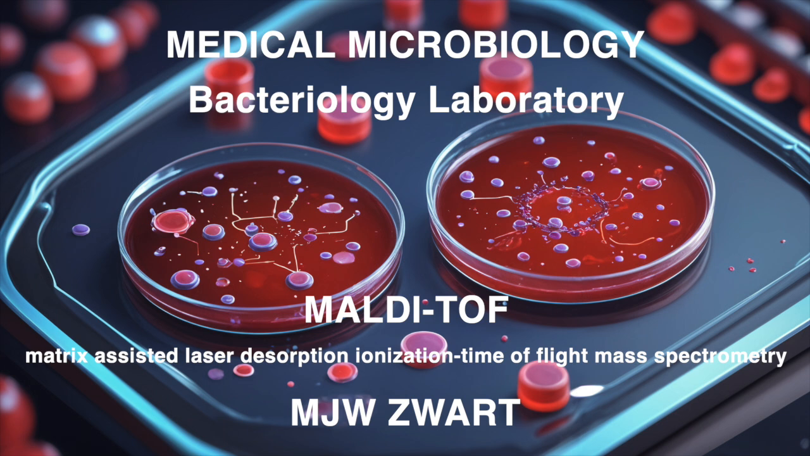Got it. What about the direct method? When would you use that? The direct method, that's your most straightforward one. You use it when you have a nice isolated colony on a plate. Okay. You just take a tiny bit of that colony and smear it onto what they call the target plate.